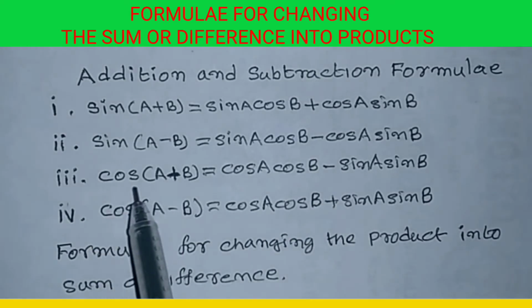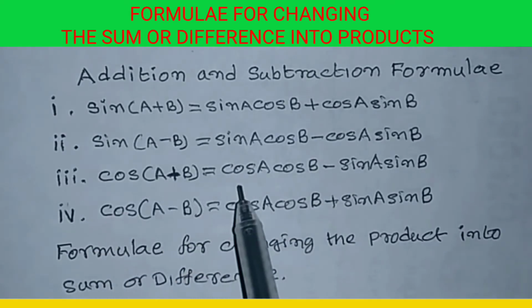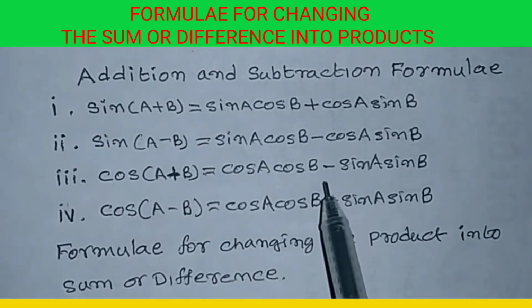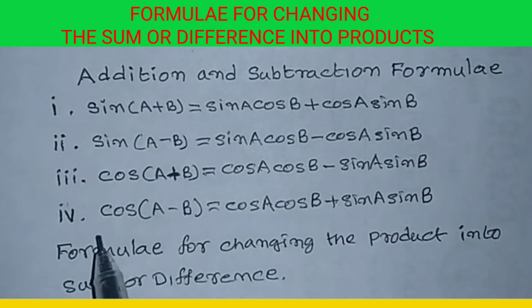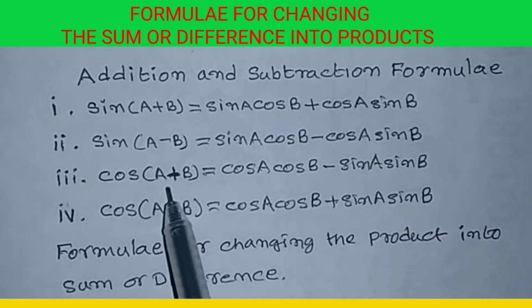Cos A plus B is equal to cos A cos B minus sin A sin B. Cos A minus B is equal to cos A cos B plus sin A sin B. Observe that: plus minus, minus plus.